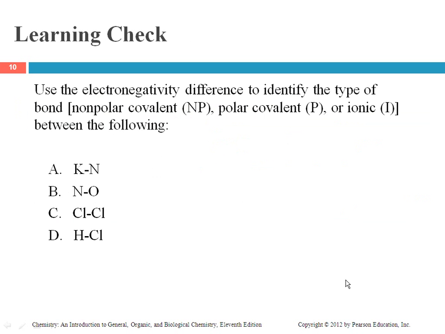Okay, so let's practice. Let's identify each as nonpolar covalent, polar covalent, or ionic. For A, we have K and N, a bond between potassium and nitrogen. If you look on your periodic table, hopefully you see that you have a metal and a nonmetal. So this must be ionic.